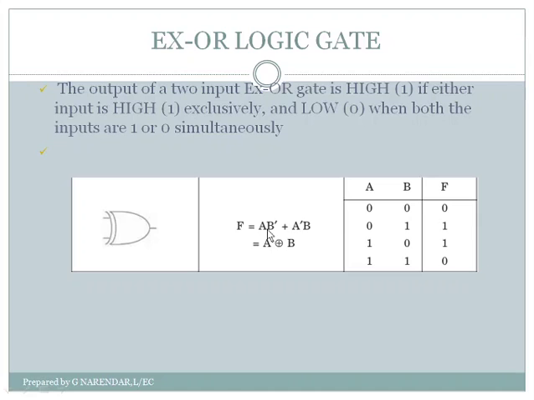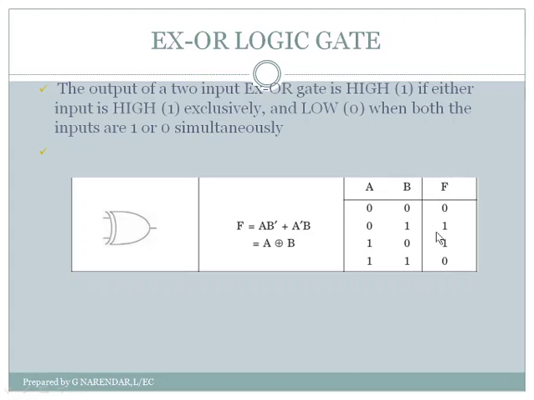and then F can be read as 0 dot 0 bar plus 0 bar dot 0, and this 0 bar means 1. This becomes 0 dot 1 plus 1 dot 0. 0 dot 1 or 1 dot 0 is 0. So this becomes 0 plus 0. Then F becomes 0. So in this way we can obtain the output for the XOR gate for various combinations of the input.